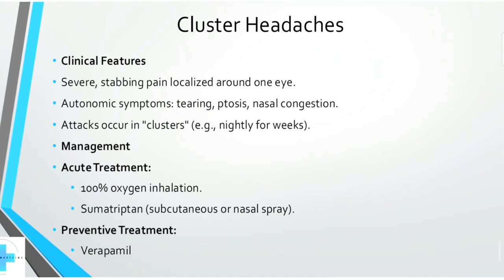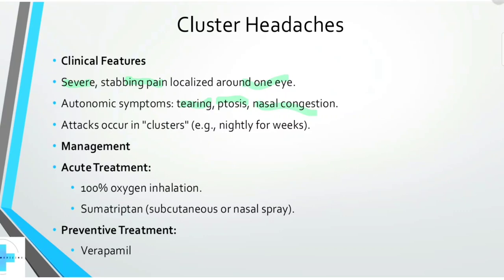Cluster headaches. So these are very severe pains, not necessarily in terms of the cause of it, but the pain itself is severe. It's a stabbing pain that usually happens around one eye, right? It causes stuff like tearing, so lacrimation, ptosis, drooping of the eyelid, right? And then nasal congestion. So it happens in clusters. It can happen every day for a couple of weeks, and then it's gone.